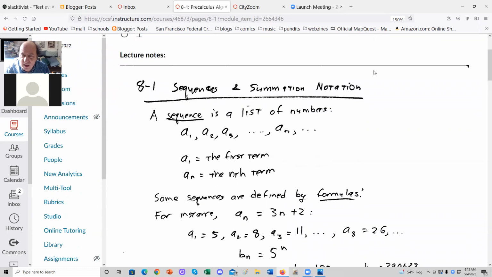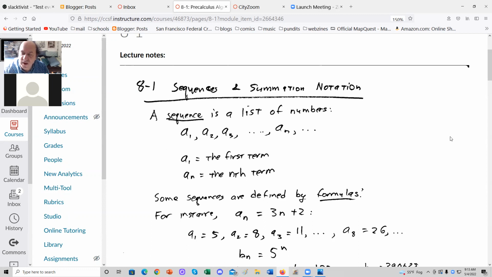A sequence is a list of numbers: A1, A2, A3, A4, AN, going on endlessly, so that for every integer whole number n, there's a sequence element A sub n. These are subscripts. A1 is the first term, AN is the nth term. And yes, that word nth, N-T-H, is actually in the dictionary. I looked it up. It's one of the few words there are with no vowels.